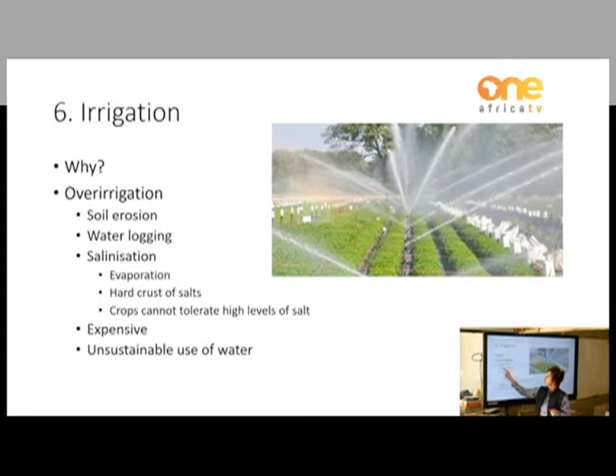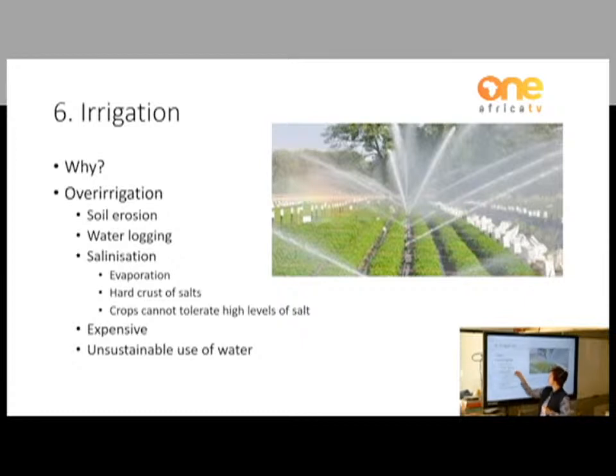Your soil can also become waterlogged, which means that there is so much water that is attached to the water molecules and there is no oxygen, and then the roots can also not continue with absorbing the water.